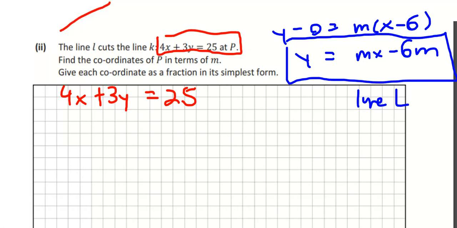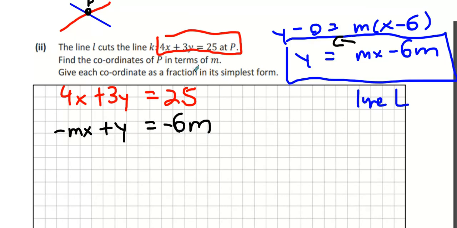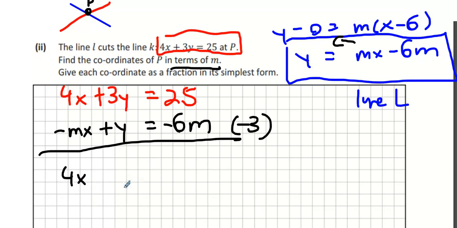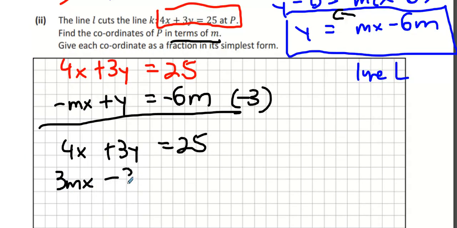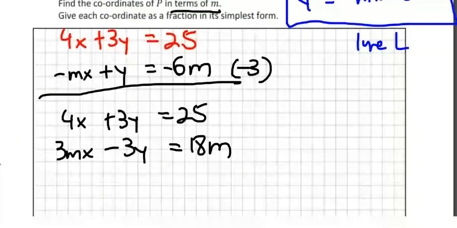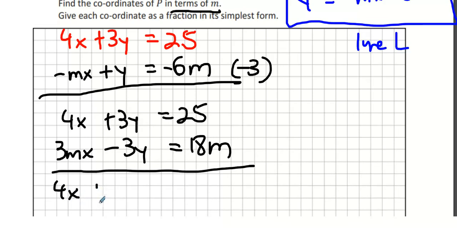The red line hits the blue line, and there is a point of intersection, and we're tasked with finding the coordinates of P, which is the point of intersection. This is usually resolved by doing a simultaneous equation. So I'm going to bring mx back to the left, so I'm going to get minus mx plus y equals minus 6m. Now it says in terms of m, so I'm just going to do a simultaneous equation like I do normally. I'm going to get rid of the y value, so I'm going to multiply the black equation by 3. I'm going to get 4x plus 3y equals 25. It stays the same. And then I'm going to get minus 3mx plus 3y equals minus 18m. And lo and behold, the y's cancel. I'm going to be left with 4x plus 3mx equals 25 plus 18m.